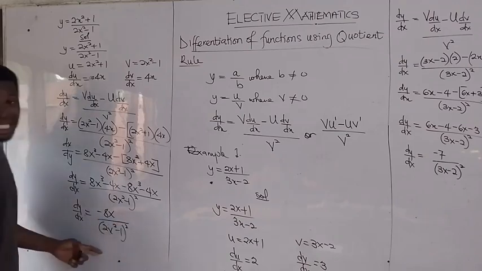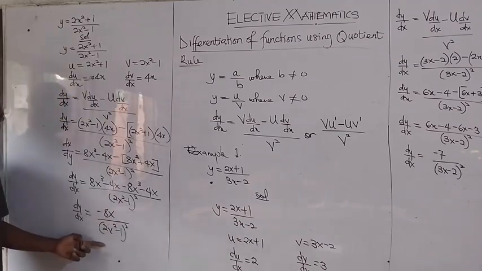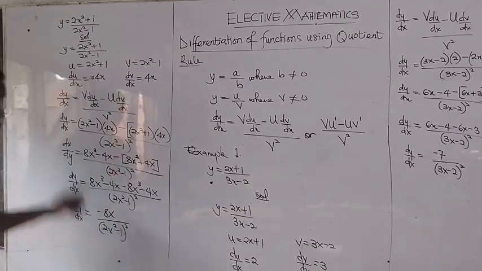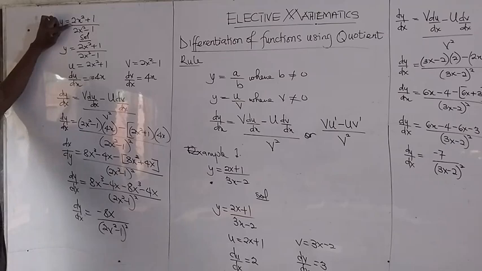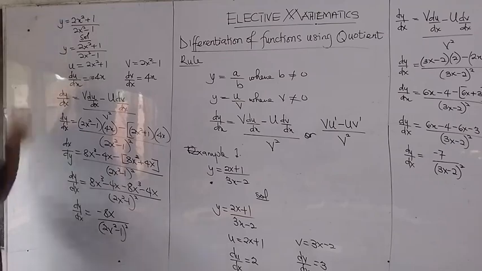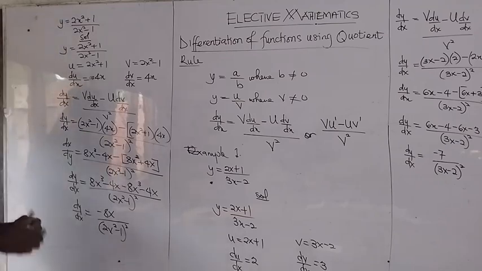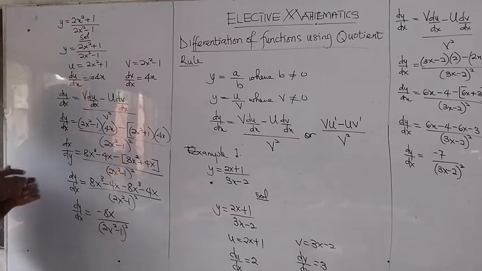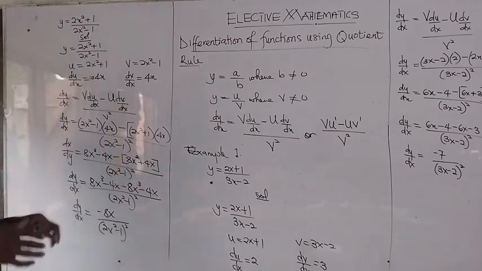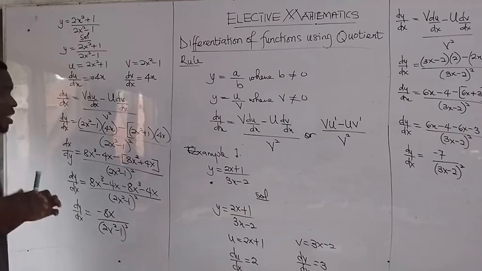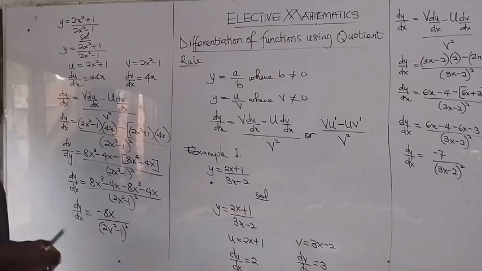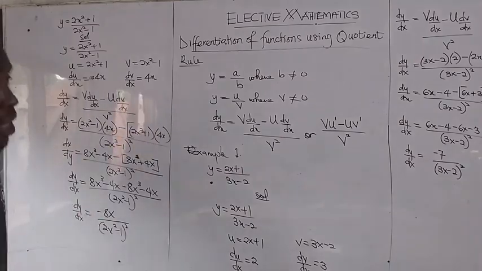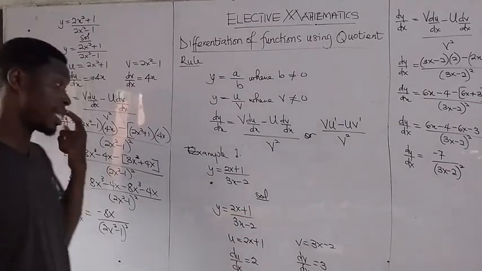So finally, this is the solution to the question y is equal to 2x squared plus 1 over 2x squared minus 1. Look at it critically. If it is too fast for you, kindly pause the video, play it, reduce the speed so that you get everything hidden in it. It is very easy. It's not anything difficult. Let's move to the next question.